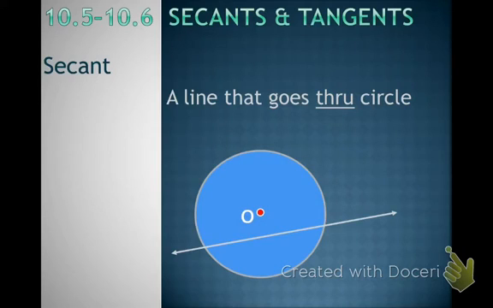So, for example, this would be a secant line, intersects the circle in two places, goes through it. This would be another example of a secant. This would be another example of a secant. You get the idea. A diameter of a circle would be another example of a secant, as it is a line that goes through the circle, intersecting it twice.